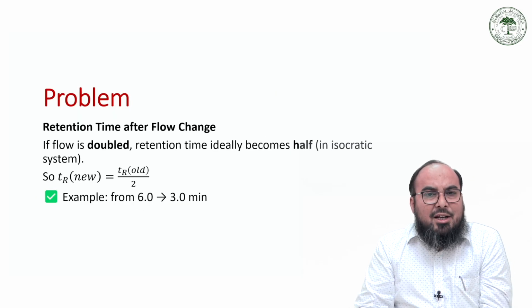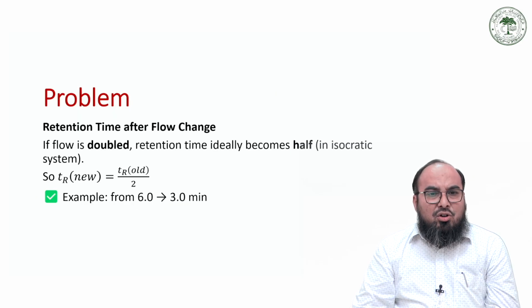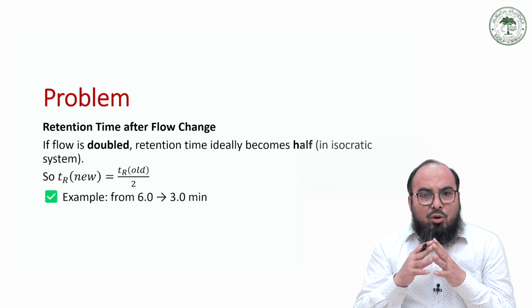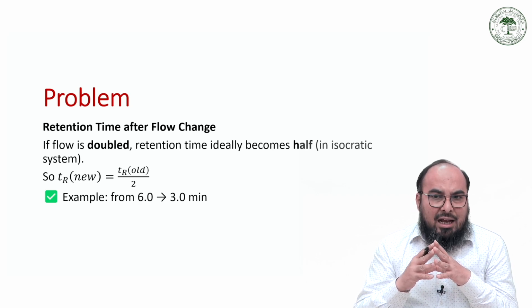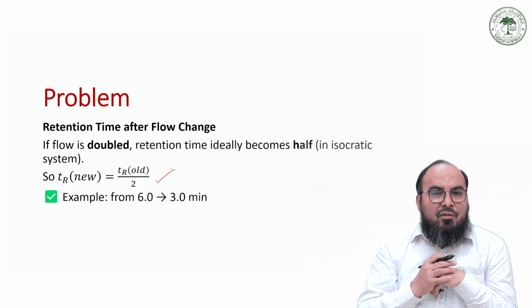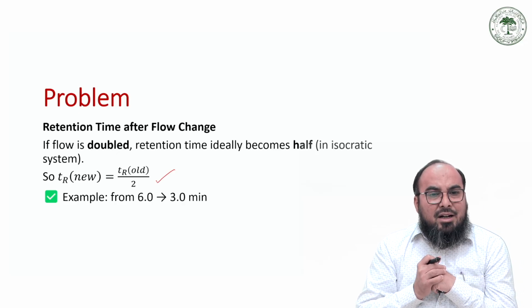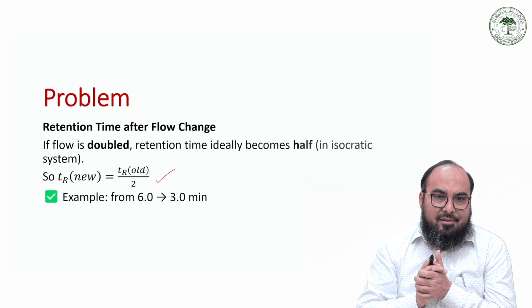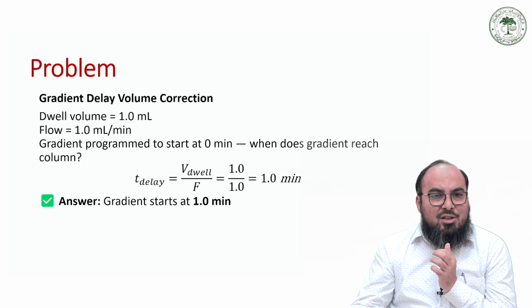So another problem, retention time. If the flow is doubled, then retention time ideally becomes half. That is for an isocratic system. So here is the simple formula. From 6 minutes you will get 3 minutes. Okay, in terms of an isocratic system.